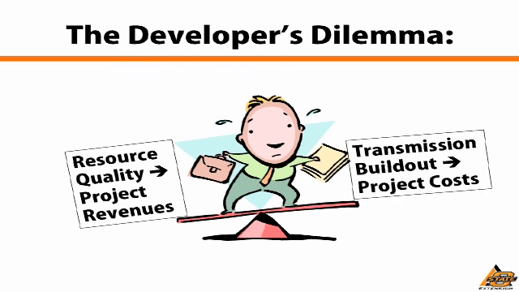So like we talked about, when you're a developer, you're trying to balance, do I go to an area of the state where I've got a lot of wind, but I don't have much transmission, or do I go to a part of the state where I don't have as much wind resource, but I'm a lot closer to transmission lines? Our state is a classic example of this.